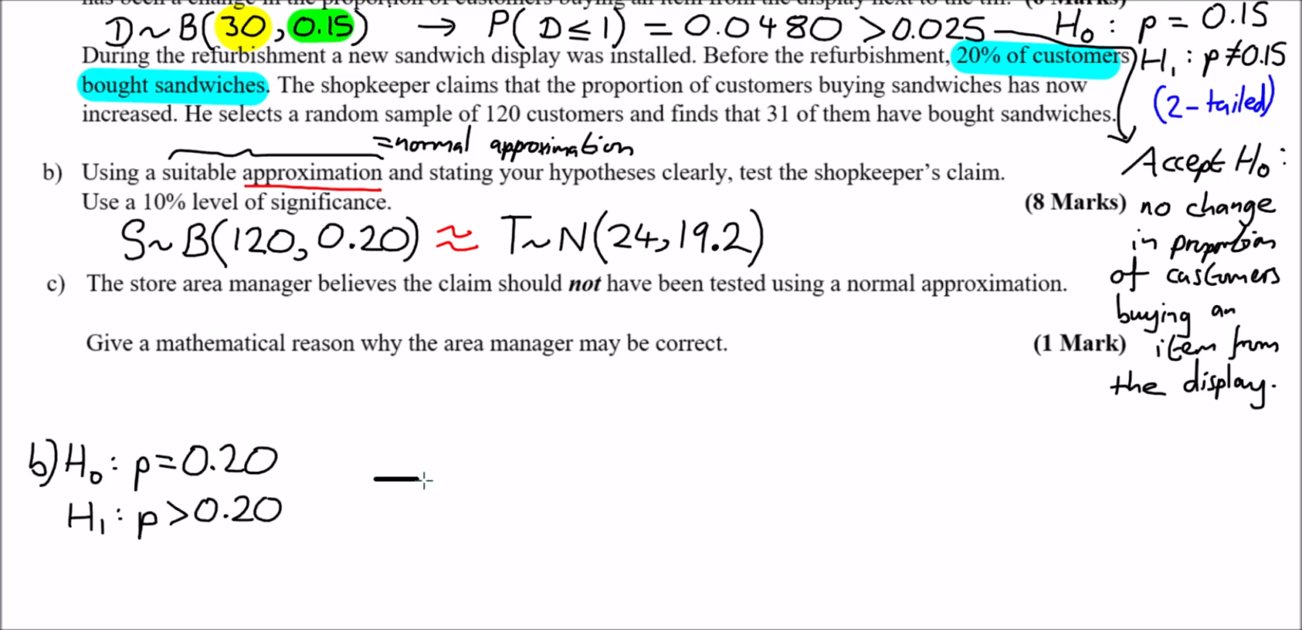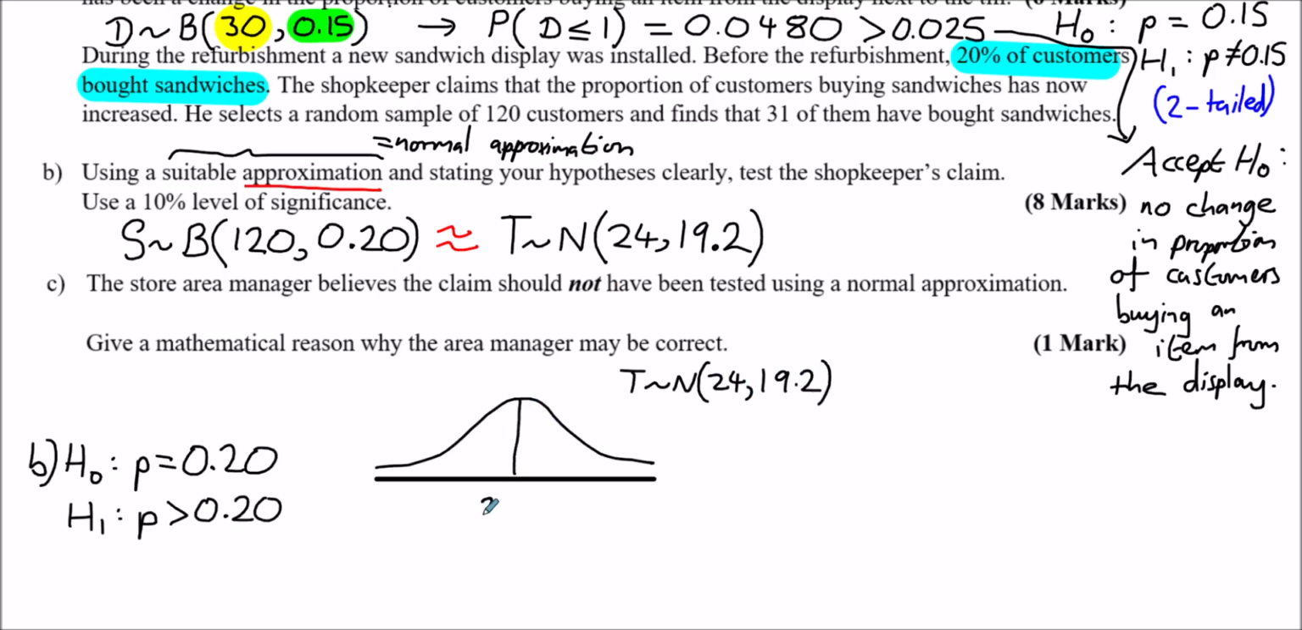So imagine this as the curve. This is the normal approximation. So let's call this T, normal, 24, 19.2. So the expected mean is 24, but actually 31 of them bought sandwiches.